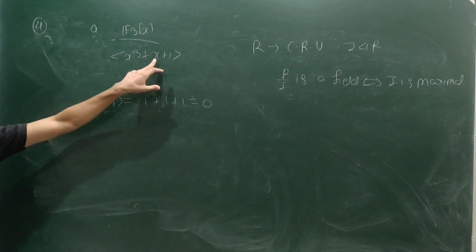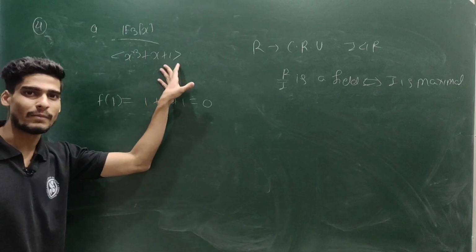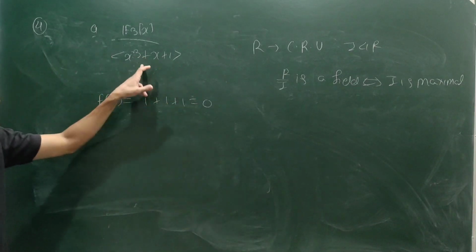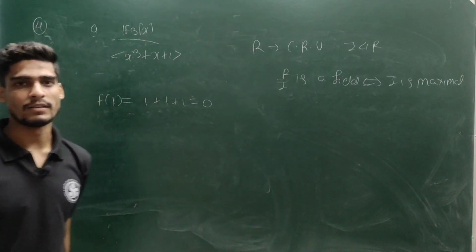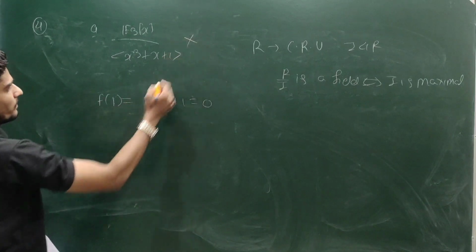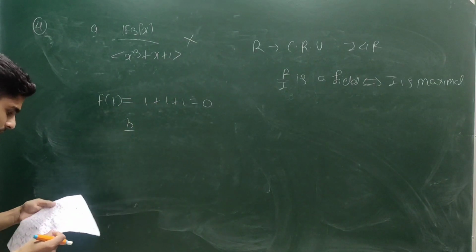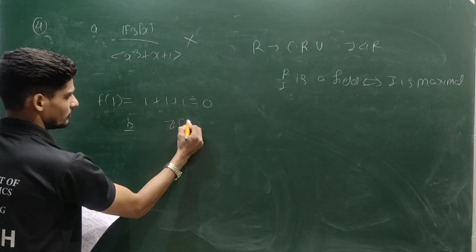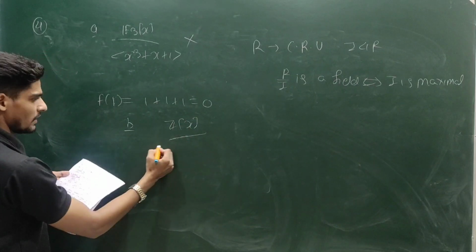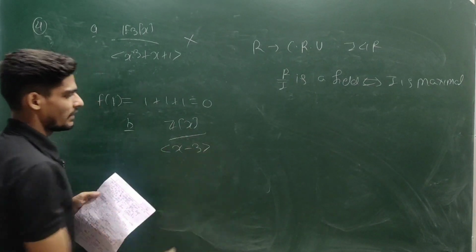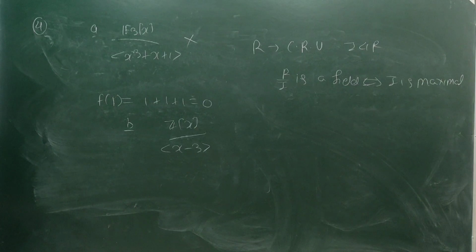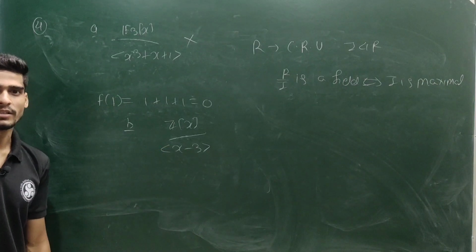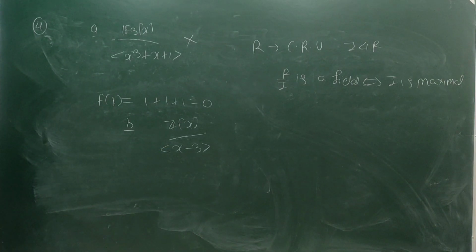If it is not an irreducible element, then the ideal generated by this element cannot be maximal, and once it is not maximal, this cannot be a field. So this is not a field. Option B, Zx ideal generated by x minus 3. What can you say about this structure? Can this become a field?